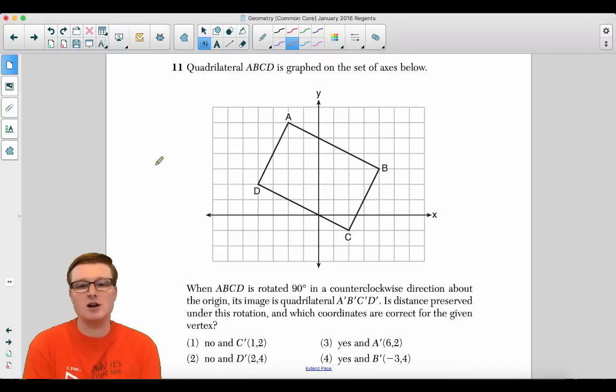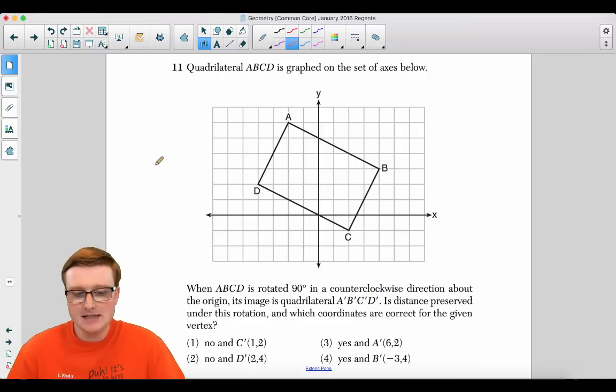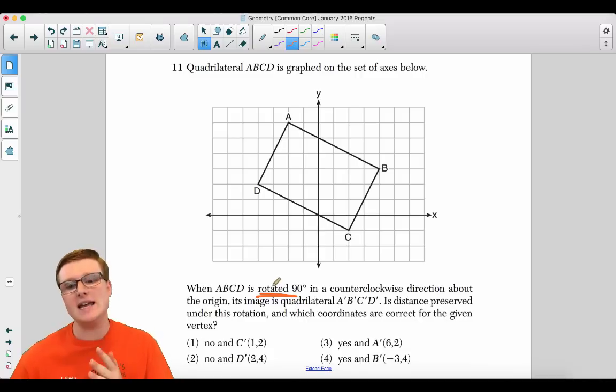Number 11, quadrilateral ABCD is graphed on the set of axes below. When ABCD is rotated 90 degrees in a counterclockwise direction about the origin, its image is quadrilateral A prime, B prime, C prime, D prime. Is distance preserved under this rotation, and which coordinates are correct for the given vertex? Okay, the first thing that you have to think about is, does a rotation preserve distance?